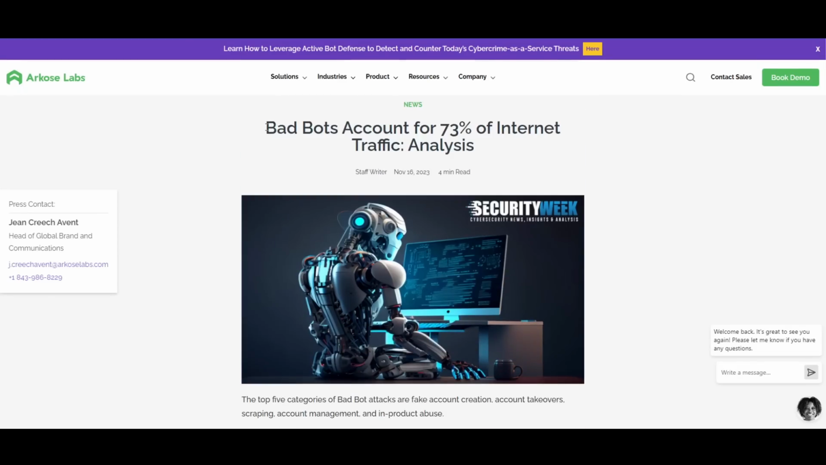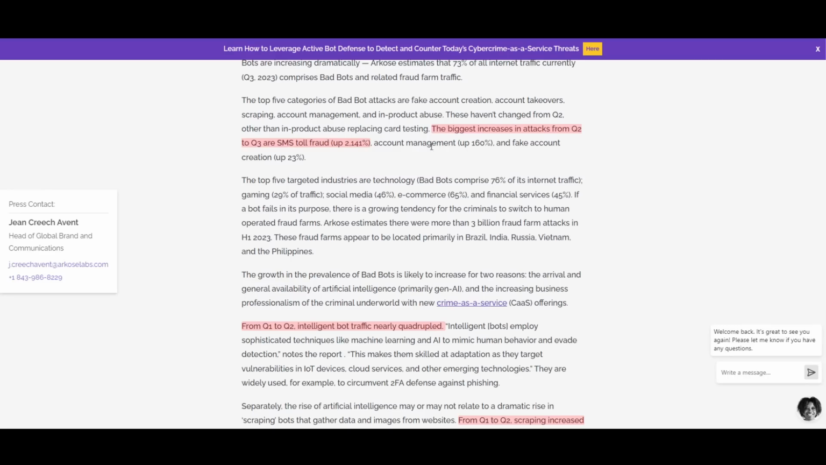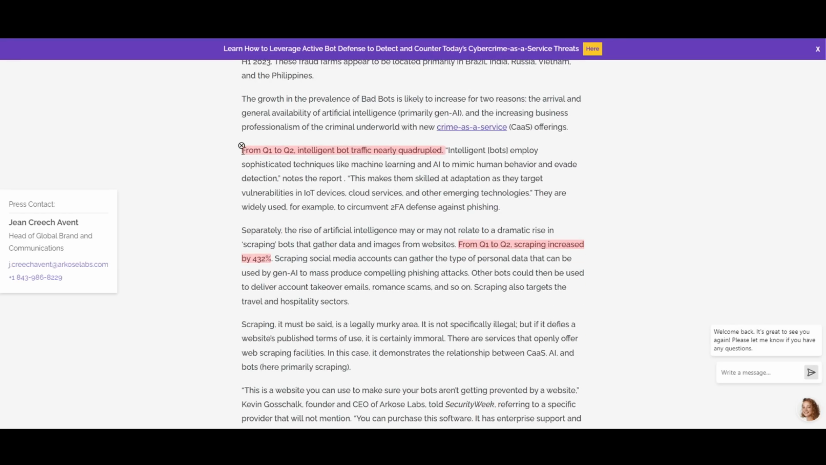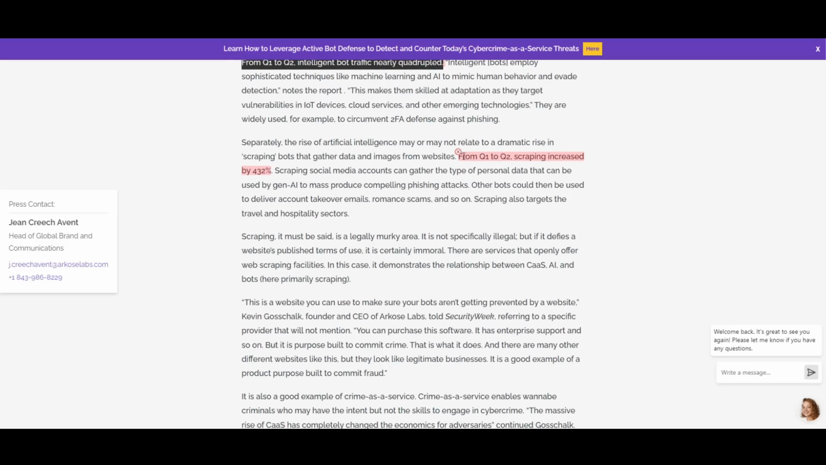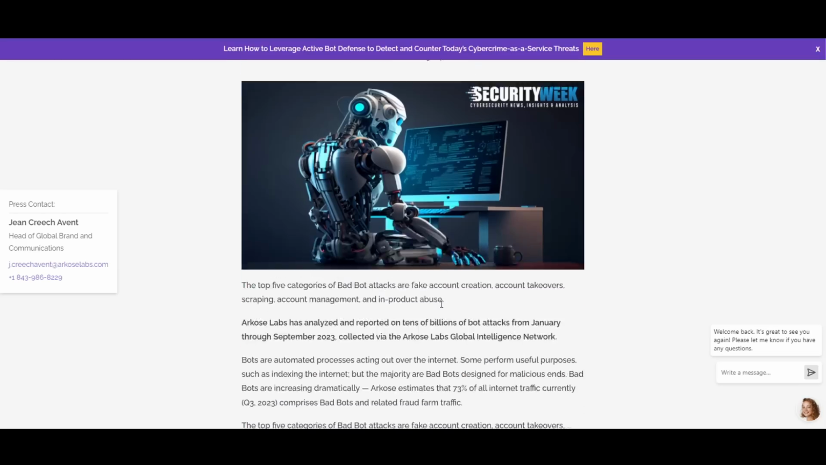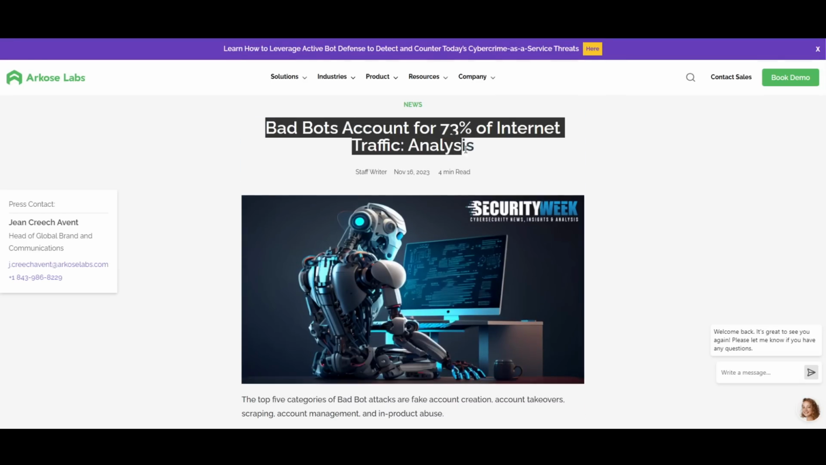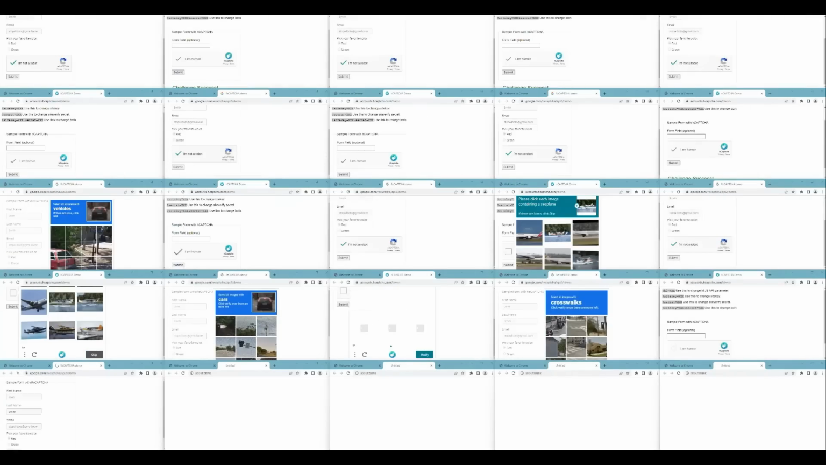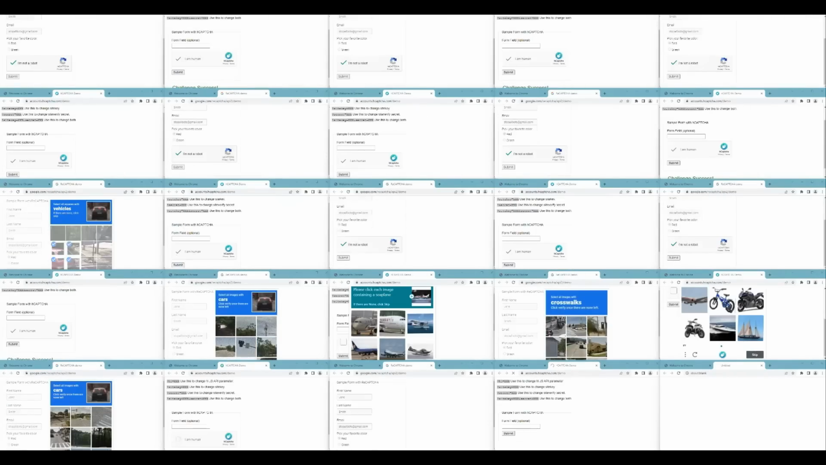From their 2023 report, quote, "The biggest increase in attacks from Q2 to Q3 are SMS toll fraud, up 2,141%. Further down, from Q1 to Q2, intelligent bot traffic nearly quadrupled. And lastly, also from quarter one to quarter two, scraping increased by 432%," end quote. Summarized, loosely speaking, internet traffic in general is primarily composed of automated programs, of which the vast majority are malicious. And one of the primary methods of supposedly preventing these programs from accessing or disrupting your web page is a system called CAPTCHA verification, which has been in widespread usage for over 20 consecutive years.